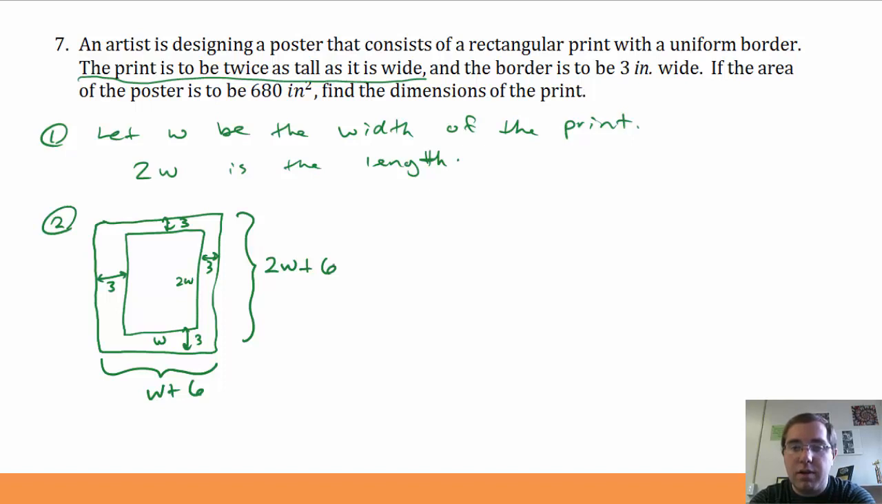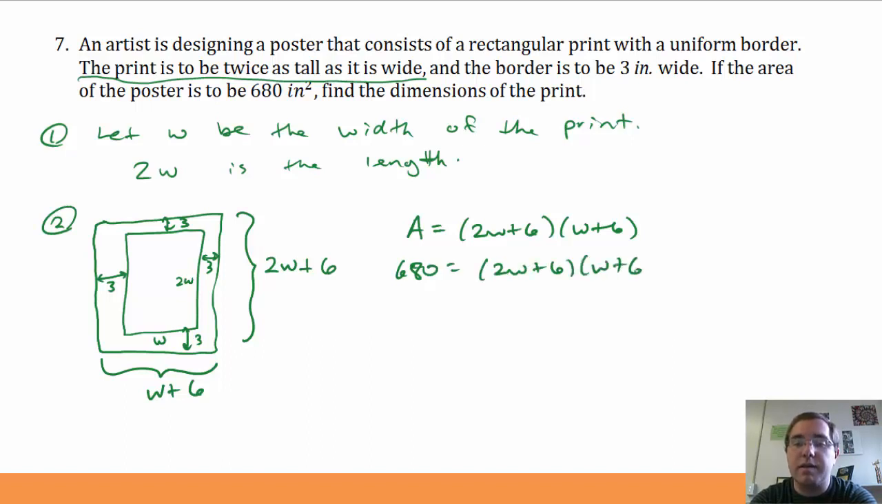Then this whole thing is a rectangle, the area of which is the length times the width. So the area of this poster, which we can write out as an equation, is A equals (2W plus 6) times (W plus 6), the length times the width. We know this area is 680 square inches, so we can replace A with 680. 680 equals (2W plus 6) times (W plus 6).